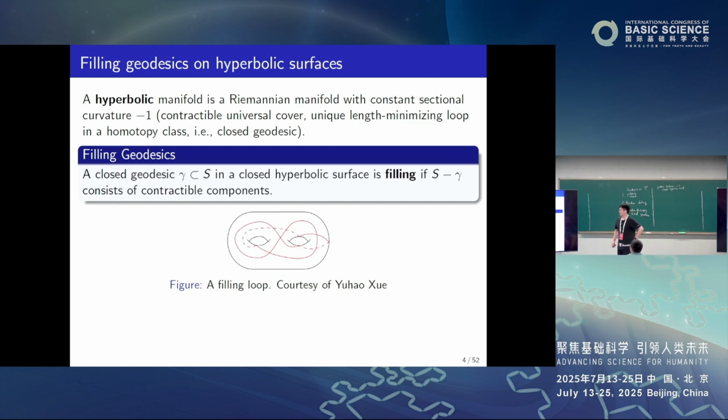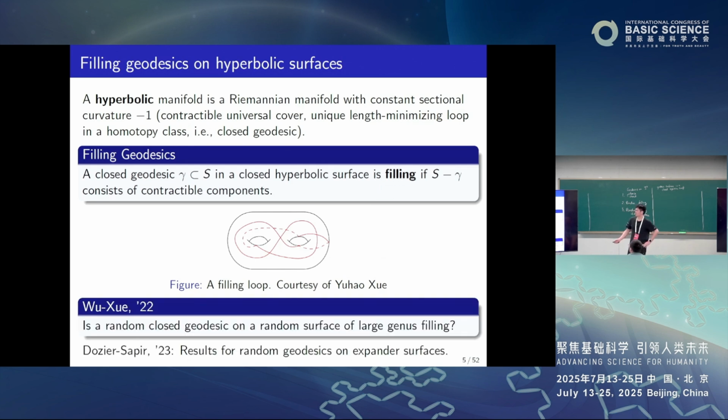But there was a recent question coming from my postdoc mentor, Yunhui Wu, and Yu Hao Xue. They ask whether random closed geodesics on random surfaces of large genus are filling. Even if it's not so easy to construct a single filling geodesic, if you look at the space of all closed geodesics, they have some intuition that maybe random closed geodesics should be filling.